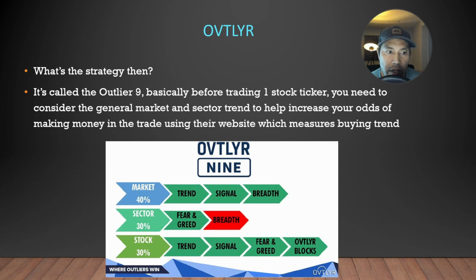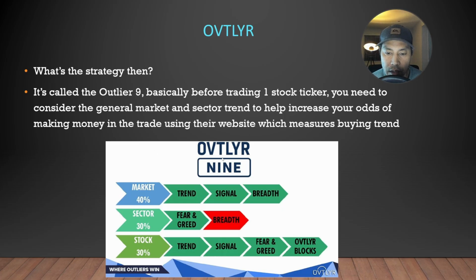So what is the strategy then? Well, this is just a short video, so I can't go over everything in these 50 slides. You're only seeing a few here. But it's called the Outline 9. Basically, before trading the stock ticker that I want to, you need to consider the general market and the sector trends to help you increase your odds of making money in the trade, using the website, which measures buying trend.